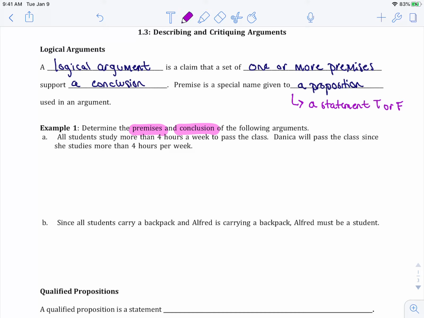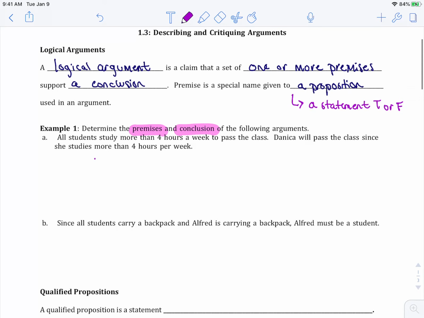When I read A, it says all students study more than 4 hours a week to pass the class. Danica will pass the class since she studies more than 4 hours per week. So our premise, it looks like we have two here. You can have more than two, or you could just have one. So I'm going to set us up by listing what my premises are and conclusion is. Well, my first premise, remember, it's just a proposition, okay? So we're claiming these propositions lead us to a conclusion.